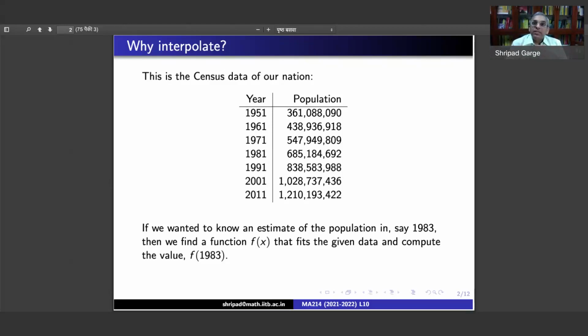Once you have this, you can simply compute the value at 1983 of this function, and that would be one reasonable estimate. Your fitting function, or the interpolating function, is the function which is interpolating. If you had a better interpolating function, then you would get a better estimate. All right, so this is why interpolation is very important.